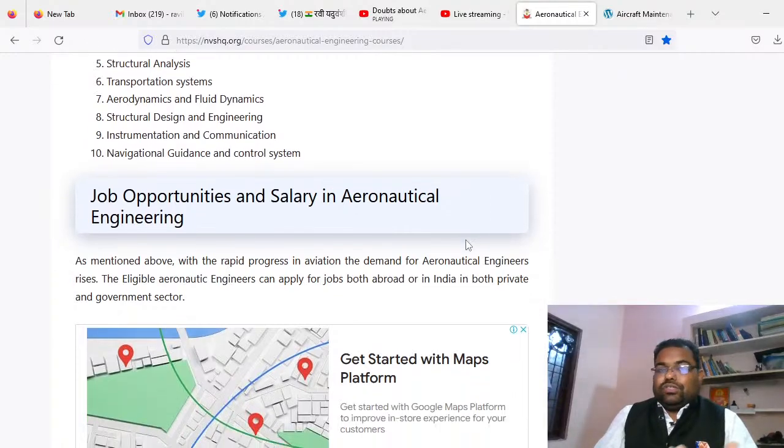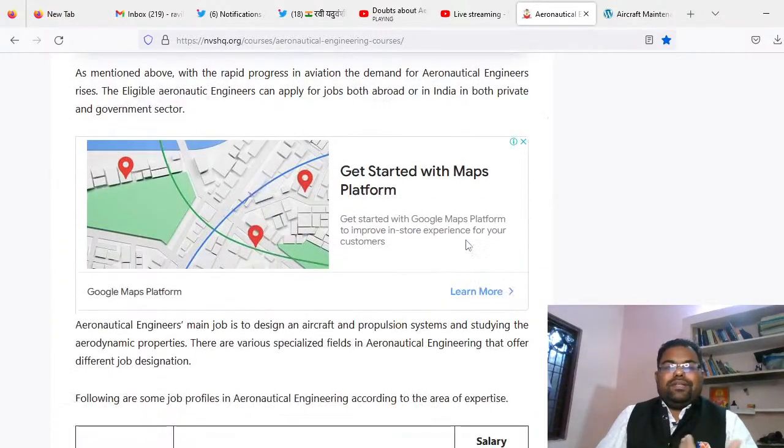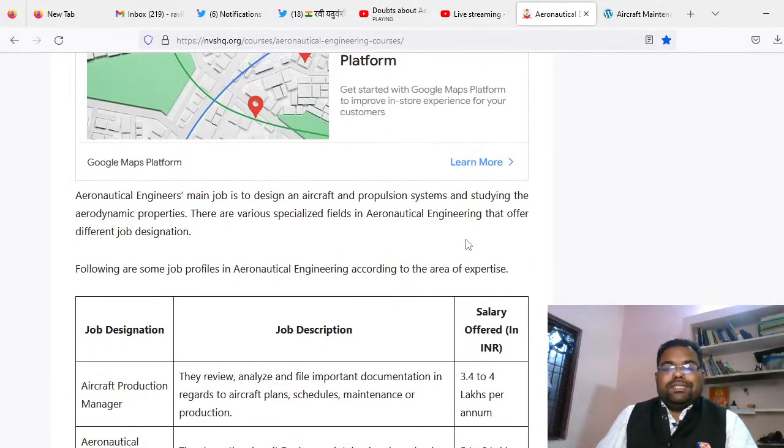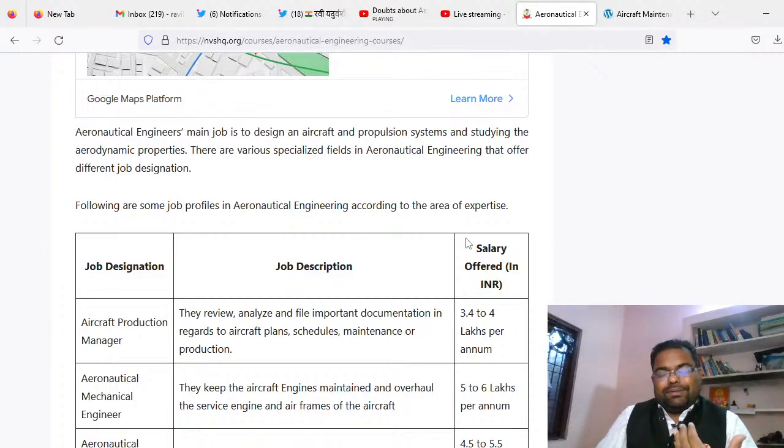sectors. Job opportunity and salary: if we look at the average salary for aeronautical engineers as well as aerospace engineers in India, it starts with a pay package of 5 lakhs per annum and goes up to 20 lakhs per annum. That's the range within which you will get a job in the aerospace and aeronautical industry, right, if you have done just UG. If you go with PG, then the salary package will be slightly higher. On average, you will get 6 lakhs per annum, going up to 20 lakhs.